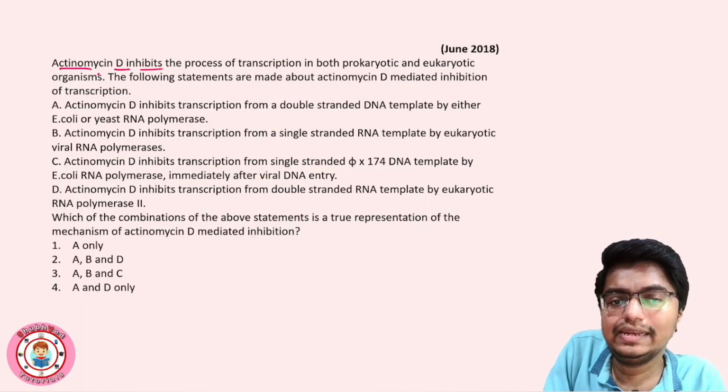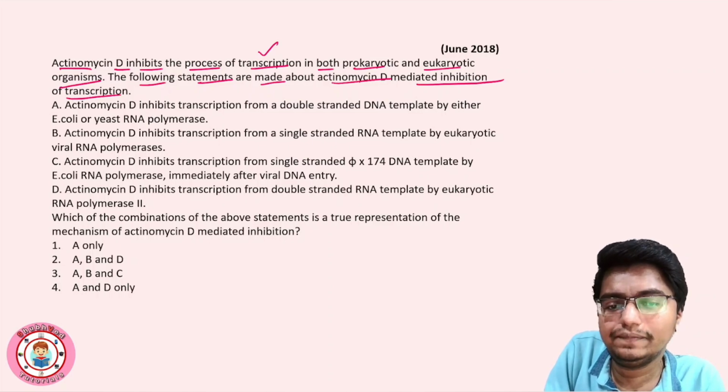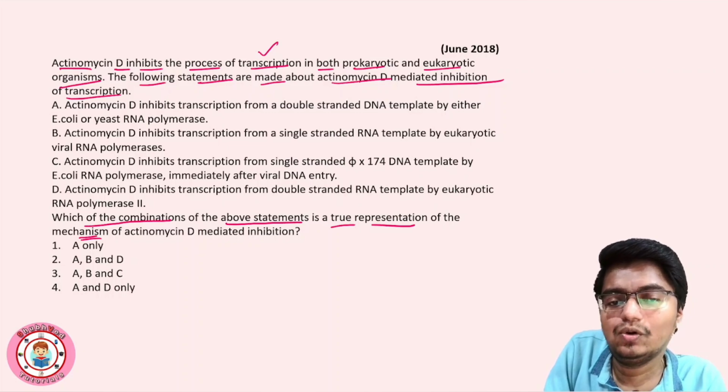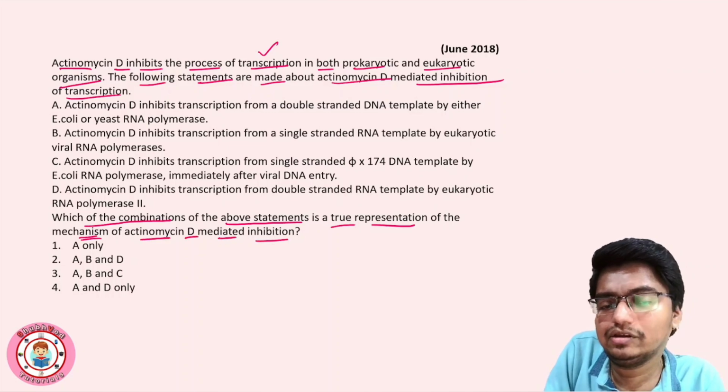Actinomycin D inhibits the process of transcription in both prokaryotic and eukaryotic organisms. Right? Actinomycin D antibiotic transcription inhibit करता है in both prokaryotic and eukaryotic organisms. The following statements are made about actinomycin D mediated inhibition of transcription. तो कैसे करते हैं inhibition? That we have to see. Which of the combinations of the above statements is a true representation of the mechanism? Okay, mechanism हमें identify करना है of actinomycin D mediated inhibition.